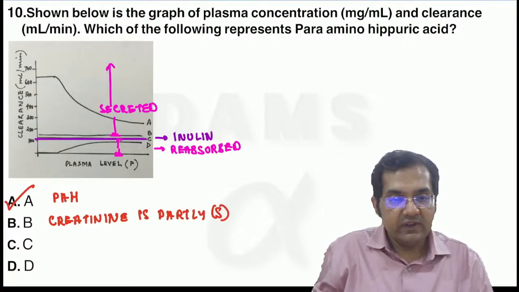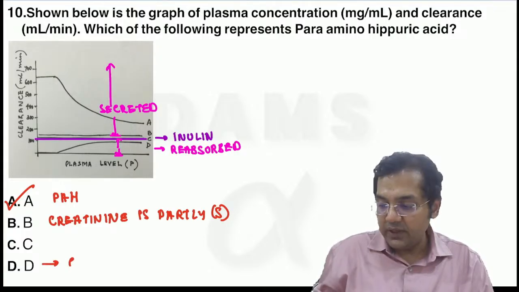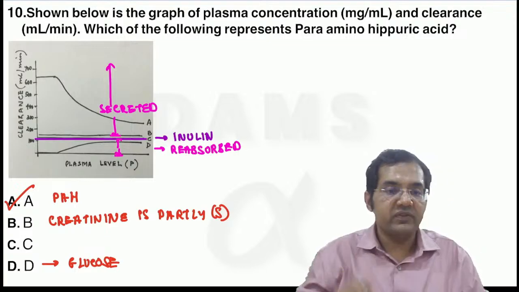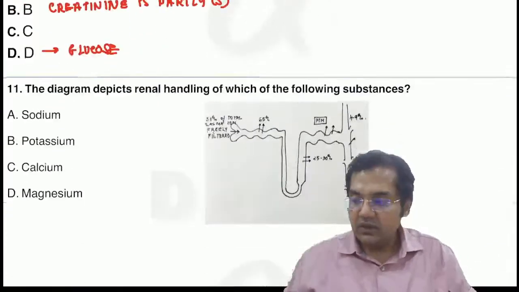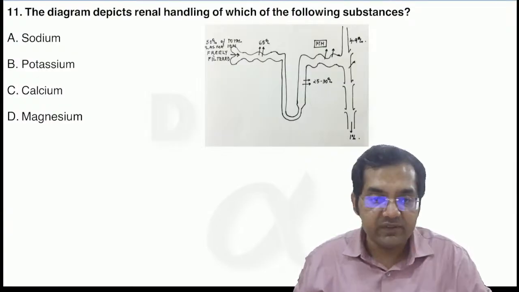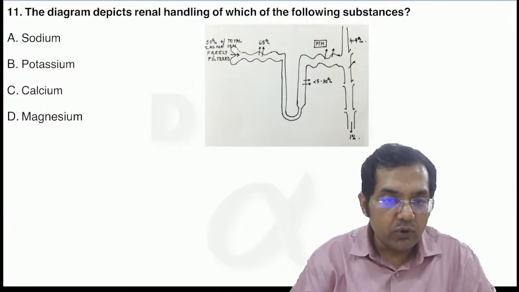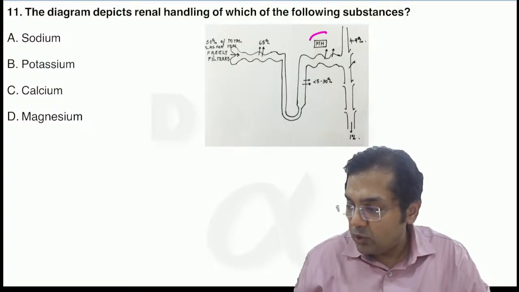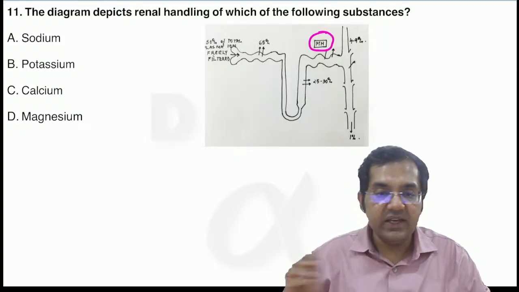C already I have told you is inulin, and D over here could be my glucose, right? Glucose. Let's move to question 11. The diagram depicts renal handling of which of the following substances? Suppose you don't know a thing out of it, then it doesn't matter. Please see over here, PTH, parathyroid hormone.